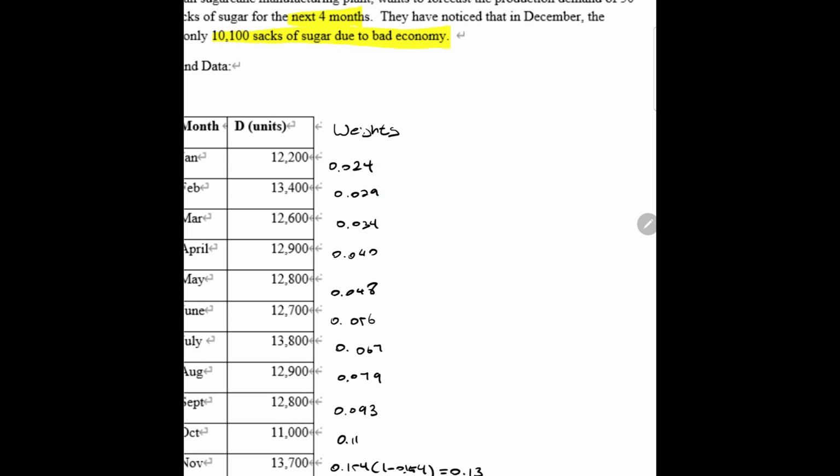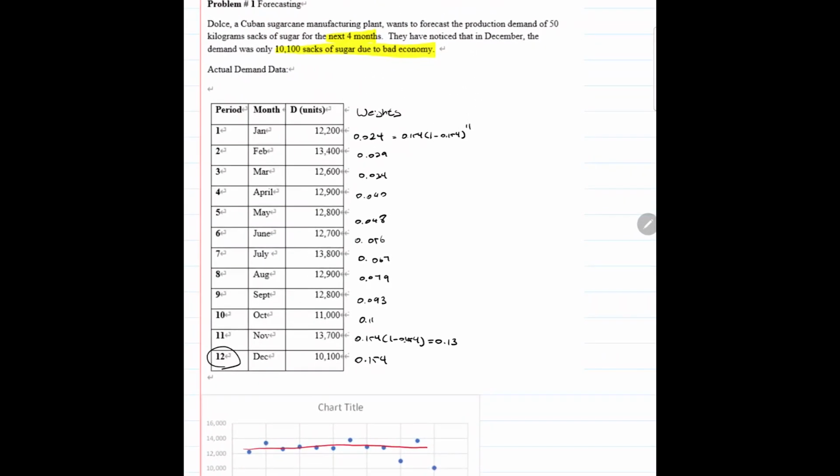As you see here, we're going backward. So in here, this one was 0.154 times (1 minus 0.154) to the power of 11. Once we sum these up, it comes out to be 0.866, which is not 100%.